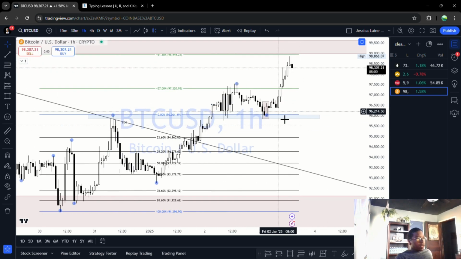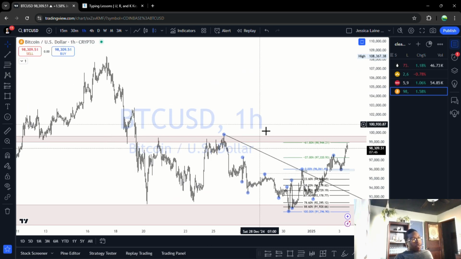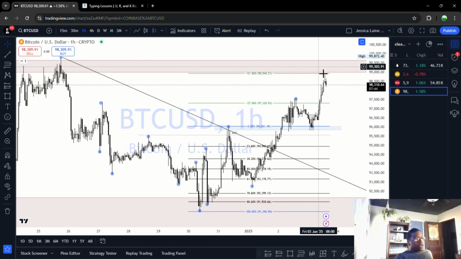New York session. And price currently has made it very close to our negative 61.8, which is our reversal zone. And which is also our area of interest, which is our next resistance point, a stopping point.